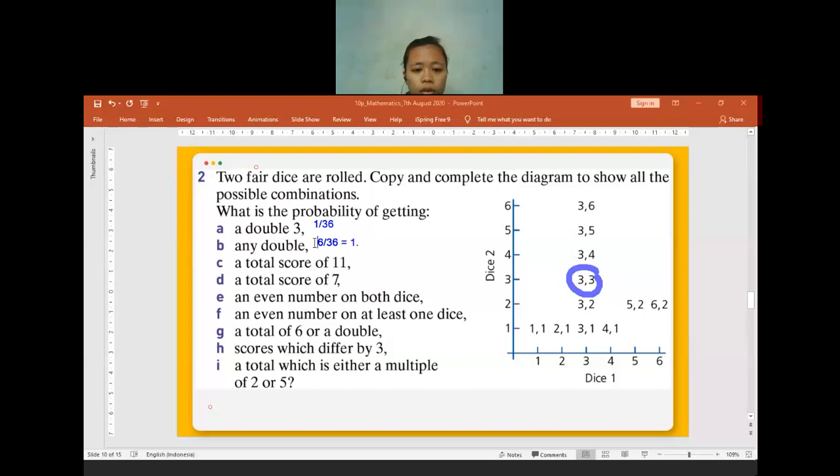Oopsie, where is my slide? And then for question C, a total score of 11.